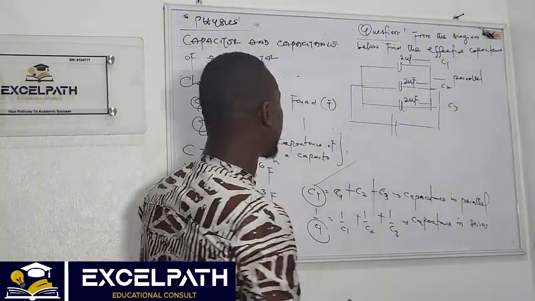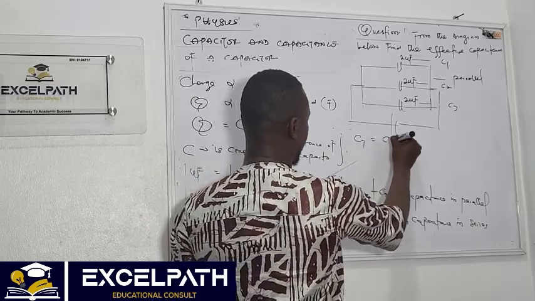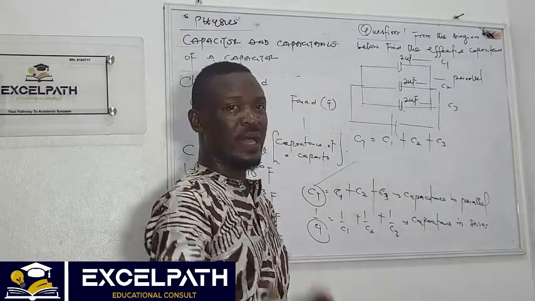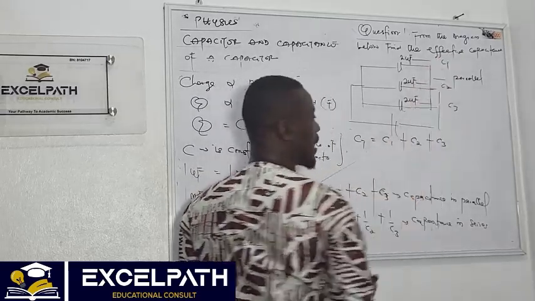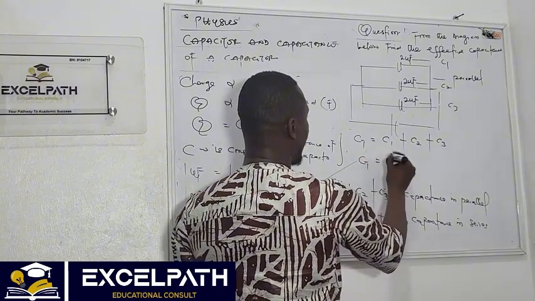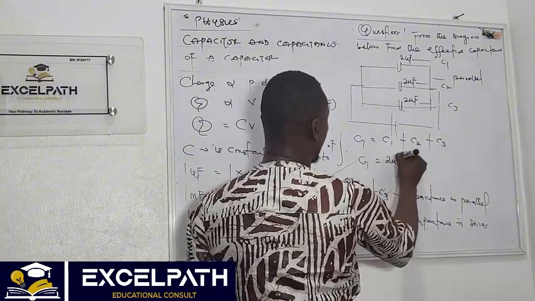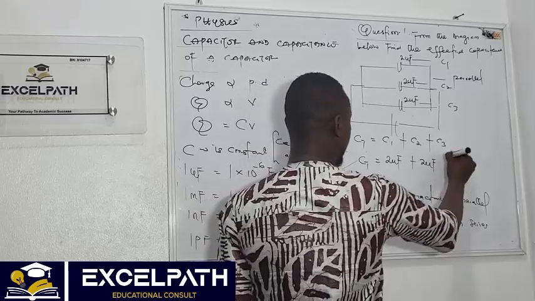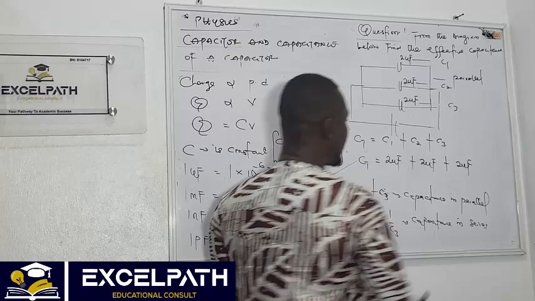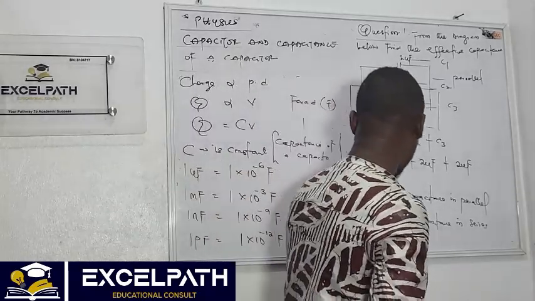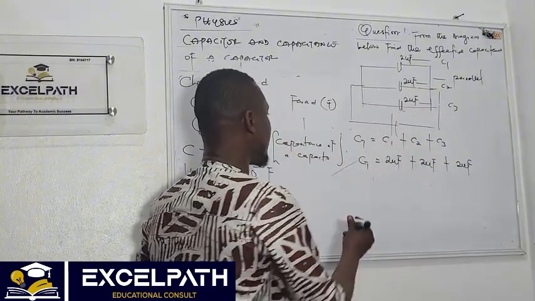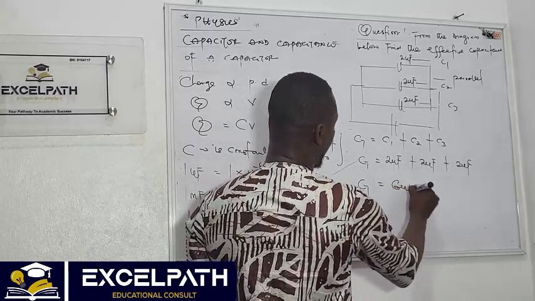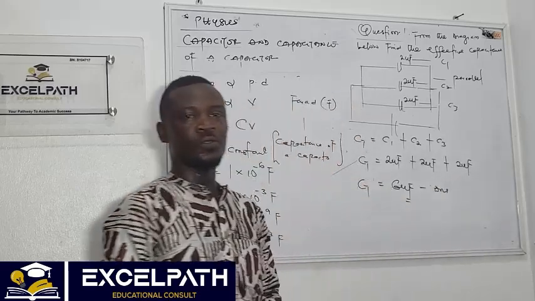So to get my effective capacitance there, I will have CT equals C1 plus C2 plus C3. That means this CT is the effective capacitance I'm looking for. Student, what's my C1 there? 2 microfarad, plus my C2, 2 microfarad, plus my C3, 2 microfarad. Summing everything together, C total should be 2 plus 2 is 4, 4 plus 2 again is 6 microfarad, which is the answer to the first question.